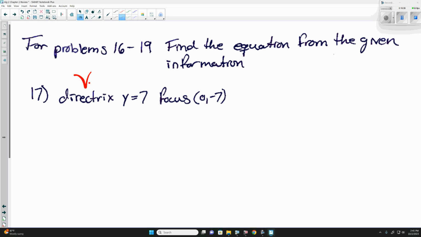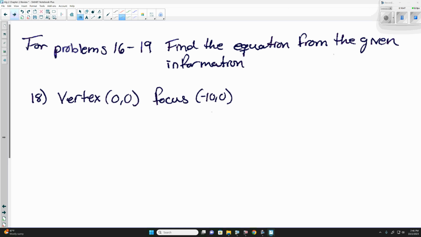If you want to work on this one here, later I'm going to tell you the vertex for this one here is also 0, 0. But the next one I want to look at is problem number 18. They give us the vertex. Vertex is still the point h comma k. So that's telling us h and k are both 0, 0, and 0. Now the focus is either h plus p comma k or h comma k plus p.